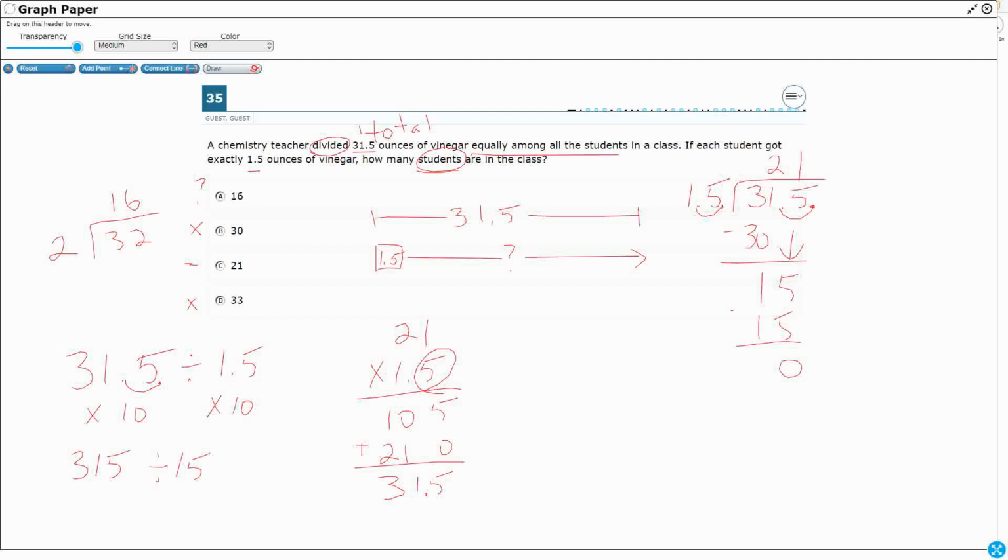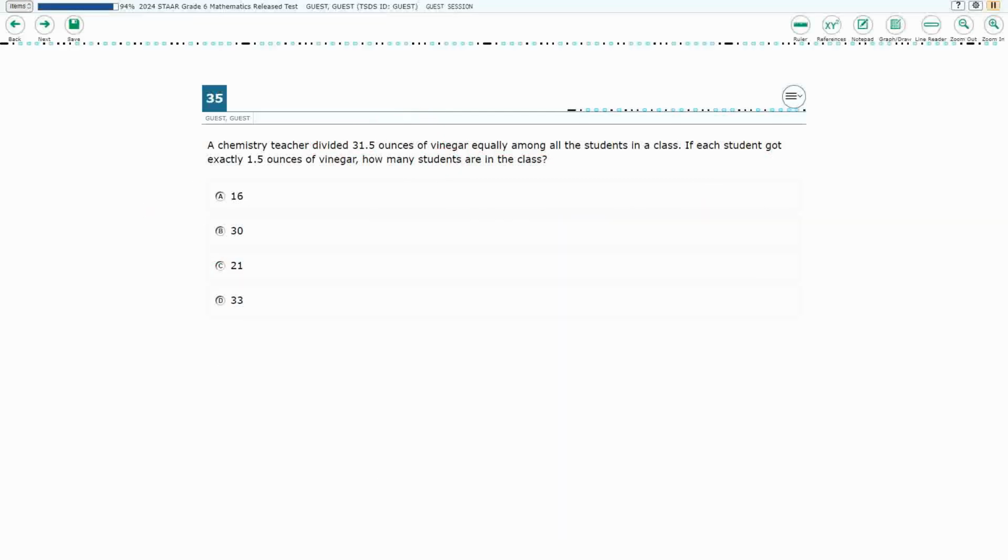So another way, if you really wanted to double check, we can just take 1.5 and add it 21 times, but that's where multiplication becomes a lot easier. But any way you want to do it, it is going to be that 21, and so that is going to be our answer. There are 21 students in the class, which is a normal number of students in the class. 16 might have been a bit low, so we might have been able to use that reasoning as well. C, 21.